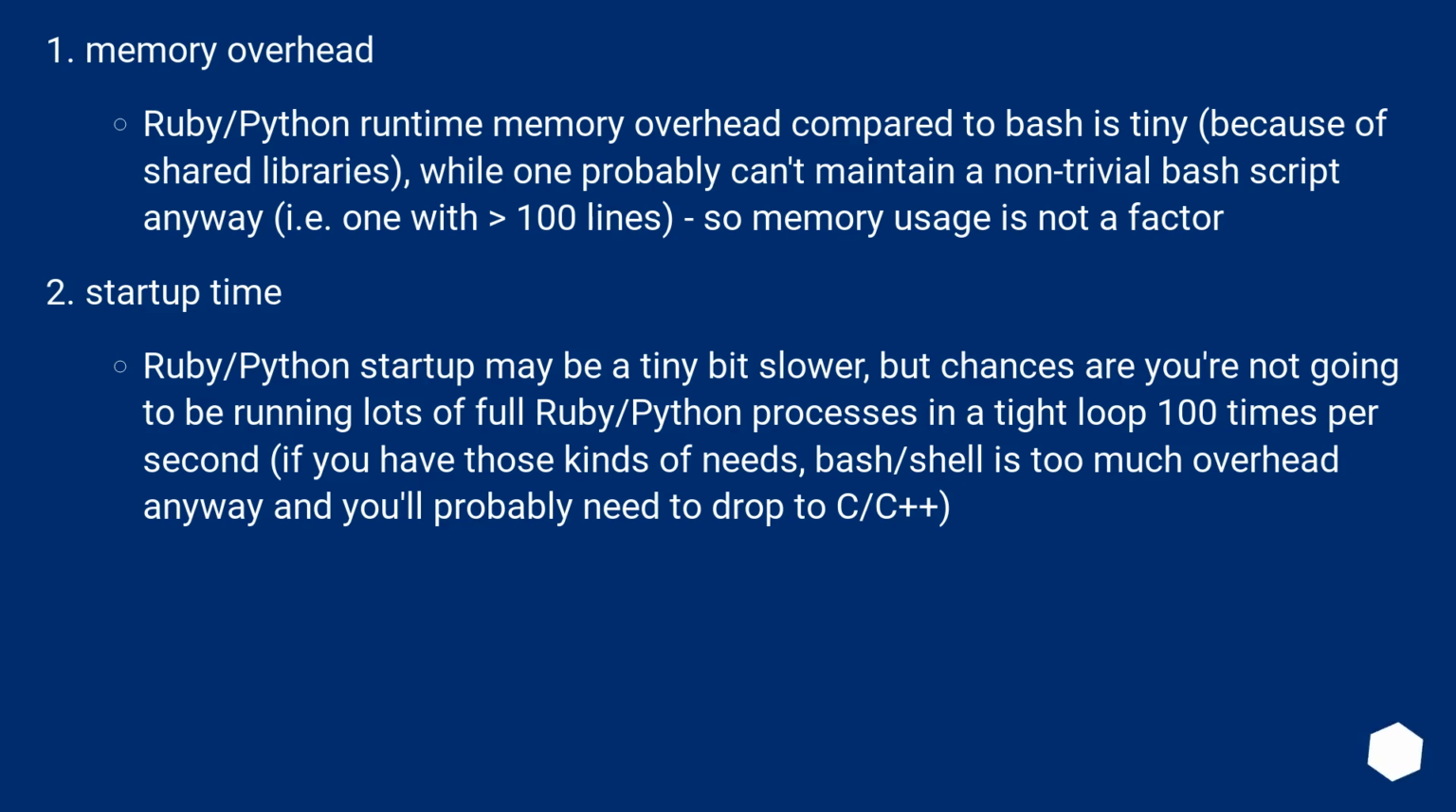Startup time. Ruby/Python startup may be a tiny bit slower, but chances are you're not going to be running lots of full Ruby/Python processes in a tight loop 100 times per second. If you have those kinds of needs, Bash/shell is too much overhead anyway and you'll probably need to drop to C++.